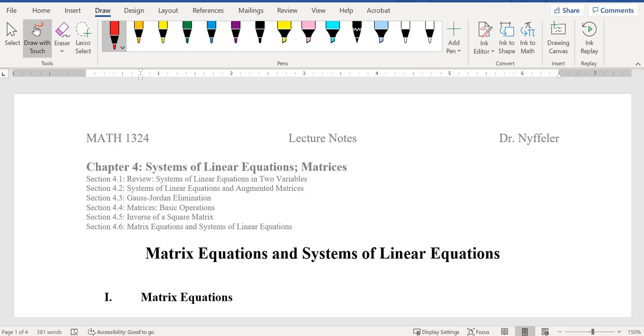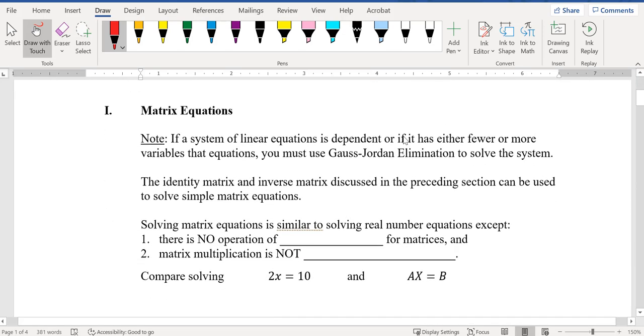Hello and welcome back. We are in Math 1324, Chapter 4, and we are doing the last section for this test. This section is called Matrix Equations and Systems of Linear Equations. Let's go look at matrix equations.